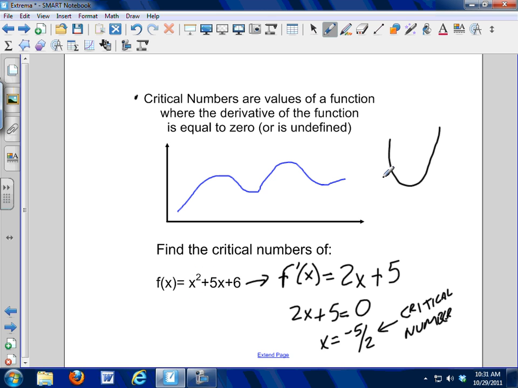So it's a critical number. It's the peak of the valley. It's the vertex, right? That's the low part. And the low part happens when x is equal to negative 5 halves. Okay, remember negative 5 halves? Remember what this line right here is called? It's called the line of symmetry.